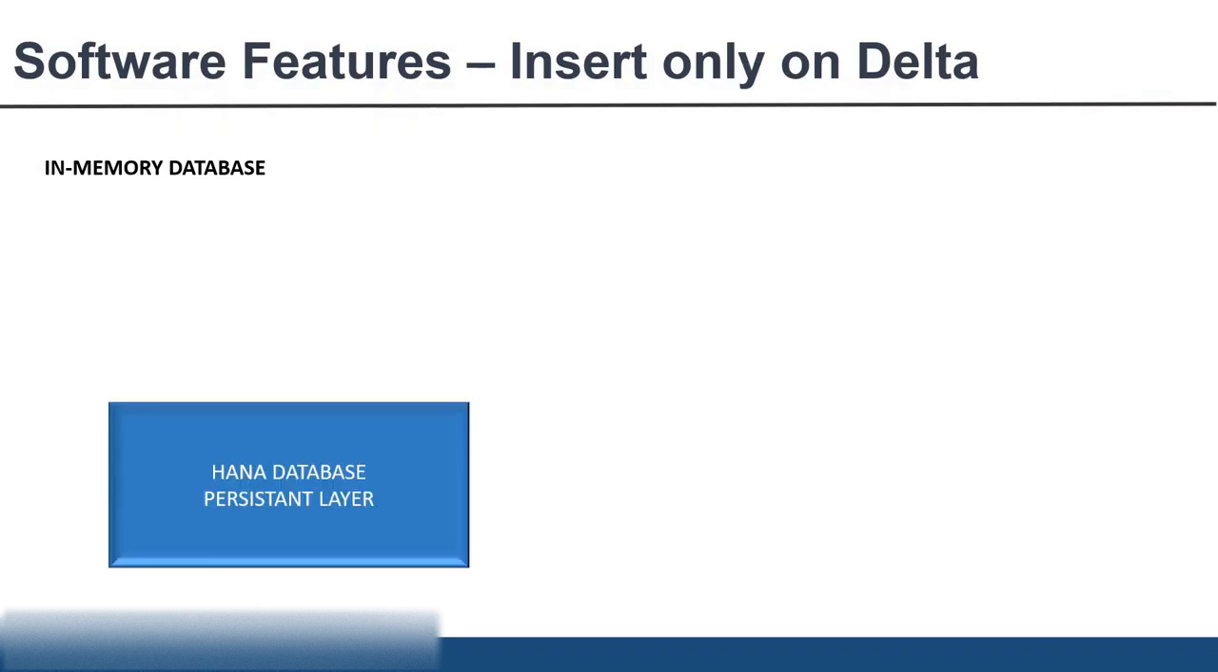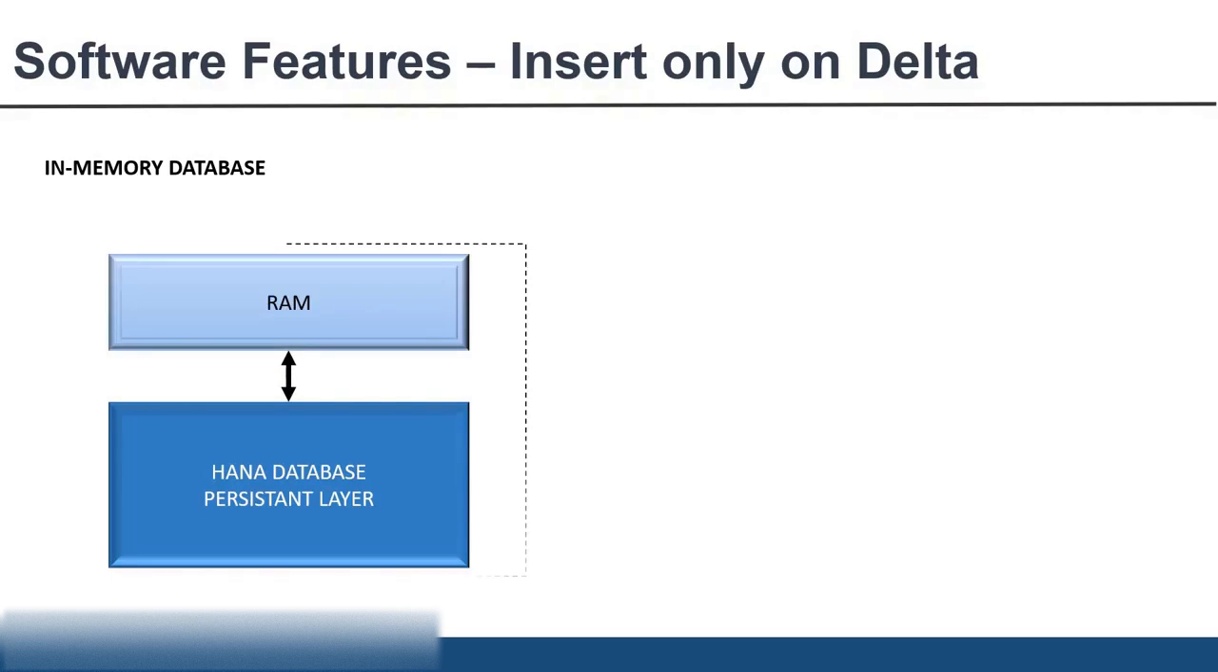The next feature of HANA is insert only on delta. In order to understand this feature, you need to first understand what an in-memory database is. I hope you remember you have learned that HANA is an in-memory database. What do you mean by in-memory database? Let me draw a picture of the HANA database over here. So here I am showing two parts of the HANA database. One is a persistent layer, the lower part, and the upper part is RAM. And together is the HANA database.